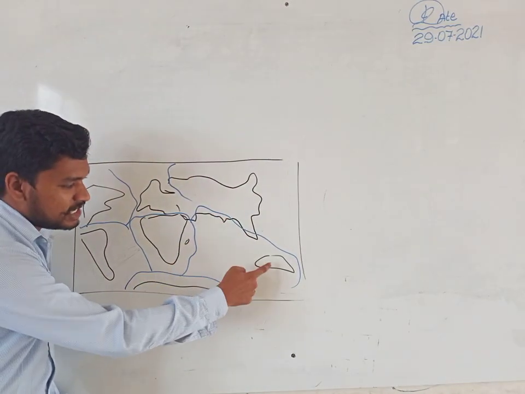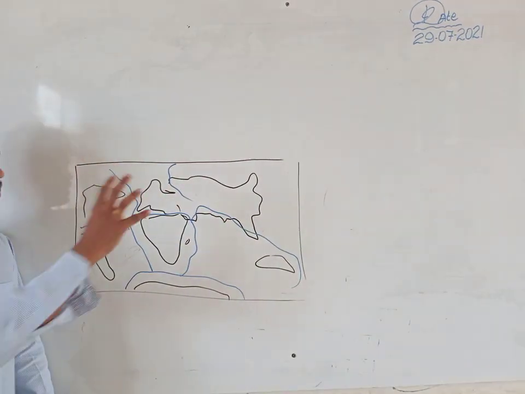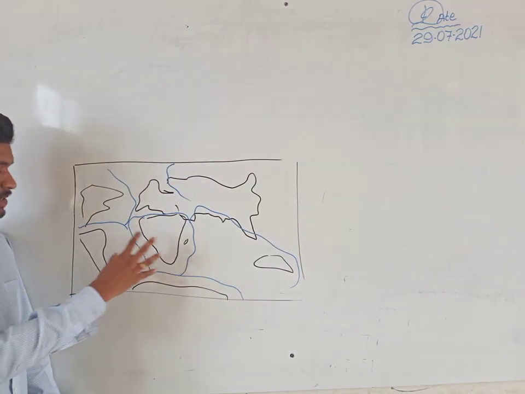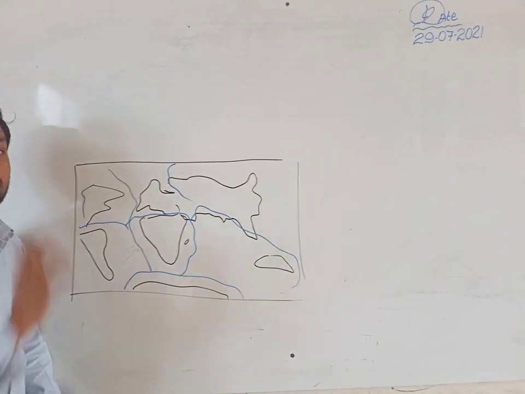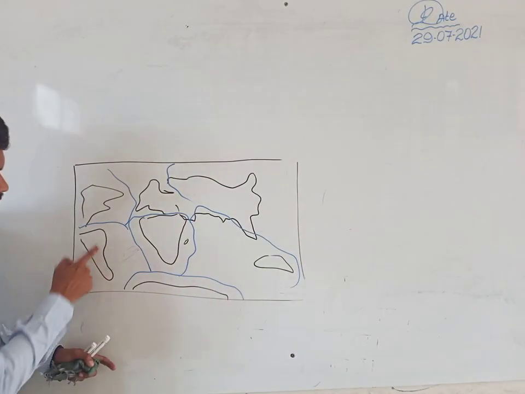So India and Australia is one plate. Europe is another plate. Africa is another plate. South America and North America is another plate. These are broken pieces. These are all the plates.